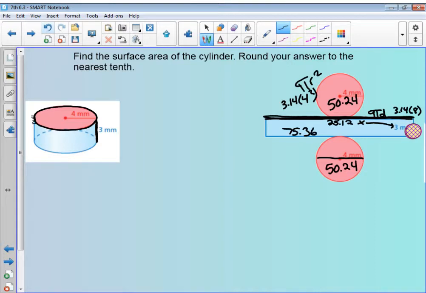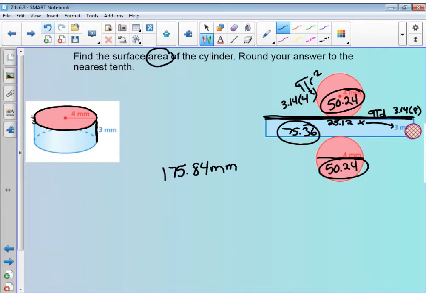Final step is to add my 3 areas together. So I'm going to add 75.36 plus 50.24 plus 50.24. And when I add all of those together, I get 175.84. My label was millimeters, and we were finding surface area, so it's squared.